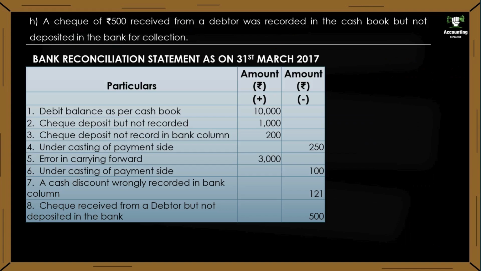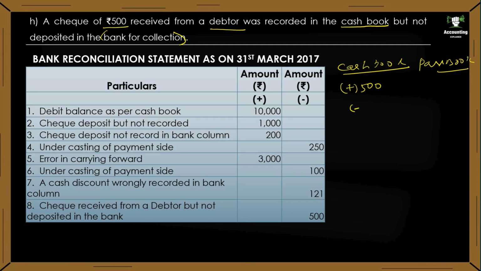A check of rupees 500 received from a debtor was recorded in the cash book but not deposited in the bank for collection. We have received a check. When we receive the check, what will we do? We will treat it as a receipt and we will increase the debit balance of the cash book. So that 500 is added to our cash book. But in the passbook, no such entry is passed because that check has not been sent to bank or has not been deposited in the bank. So this 500 has to be deducted. Then only we will be able to find out the passbook balance correctly.